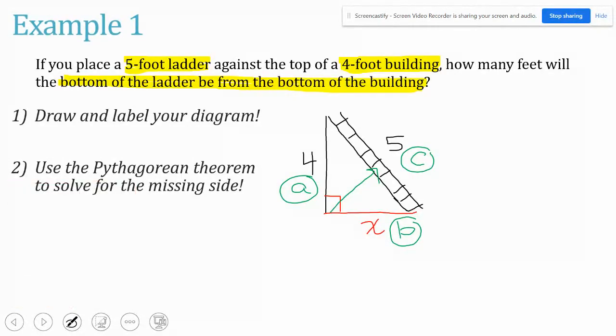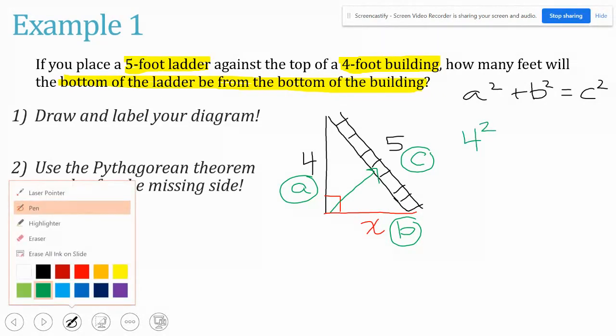So I'm going to write my Pythagorean theorem at the top. a squared plus b squared equals c squared. And I'm going to just substitute what we know into our formula. So we know what a is. a is 4, so I'm going to write 4 squared.